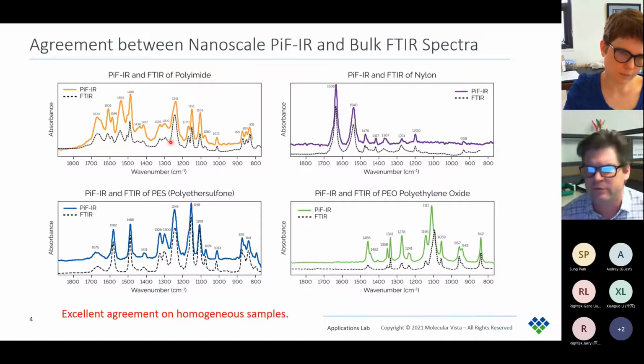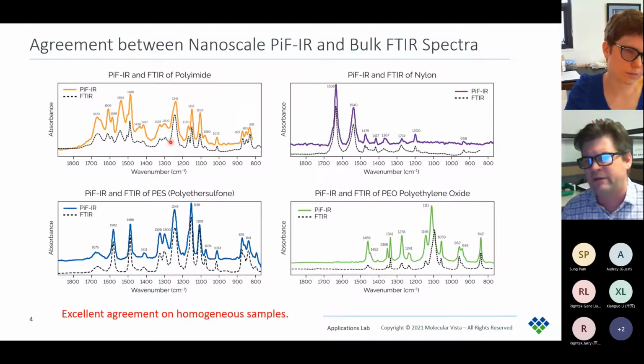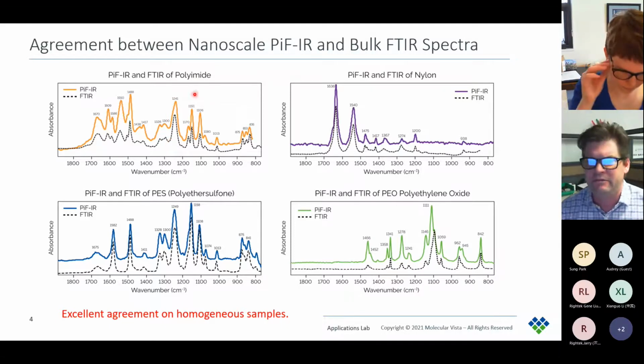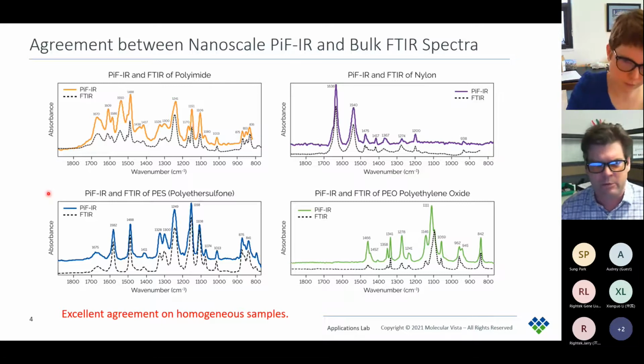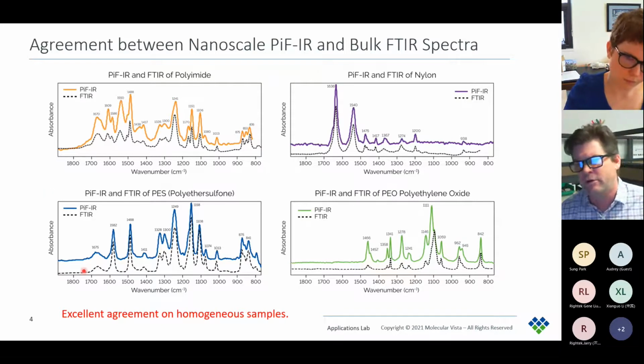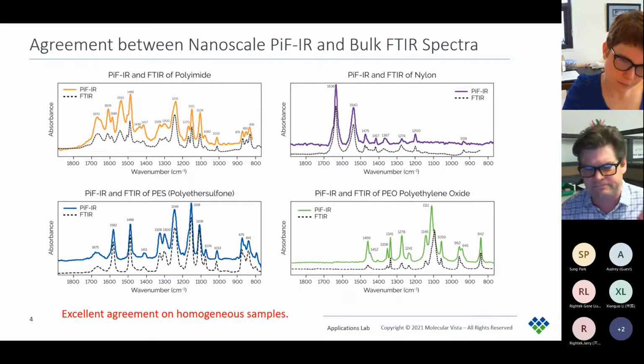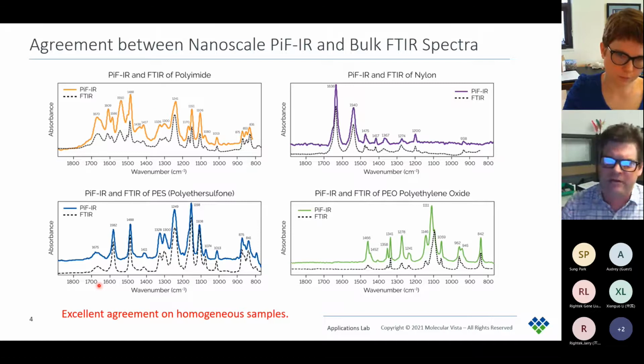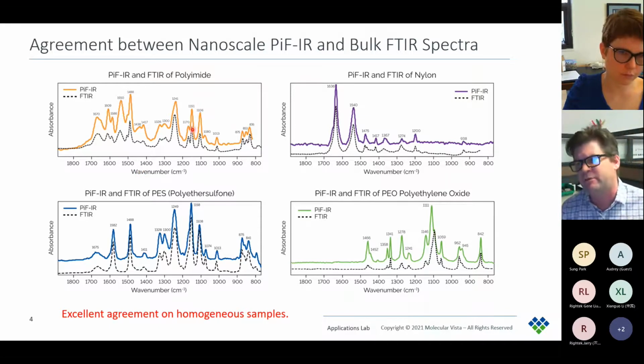And we've now found over the last few years of working in this space that we can easily take spectra that we acquire and send that to a KnowItAll or a Wiley type FTIR library, and then use that information to actually ID chemicals at the nanoscale, particularly chemicals that were unknown to us. Anyway, you see a nice correlation with the polyamide, nylon, PES, and in this case, we looked at a polyethylene oxide material as well.